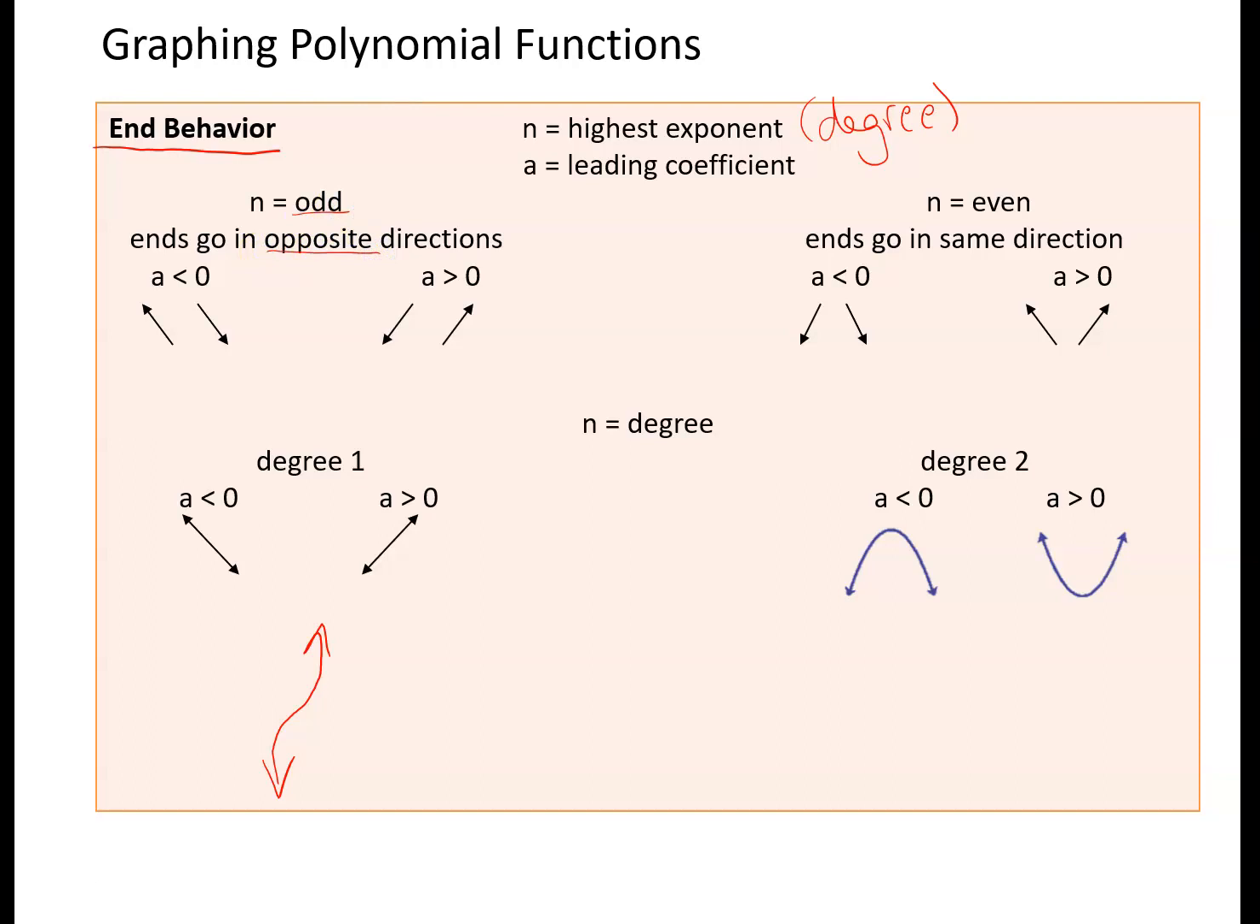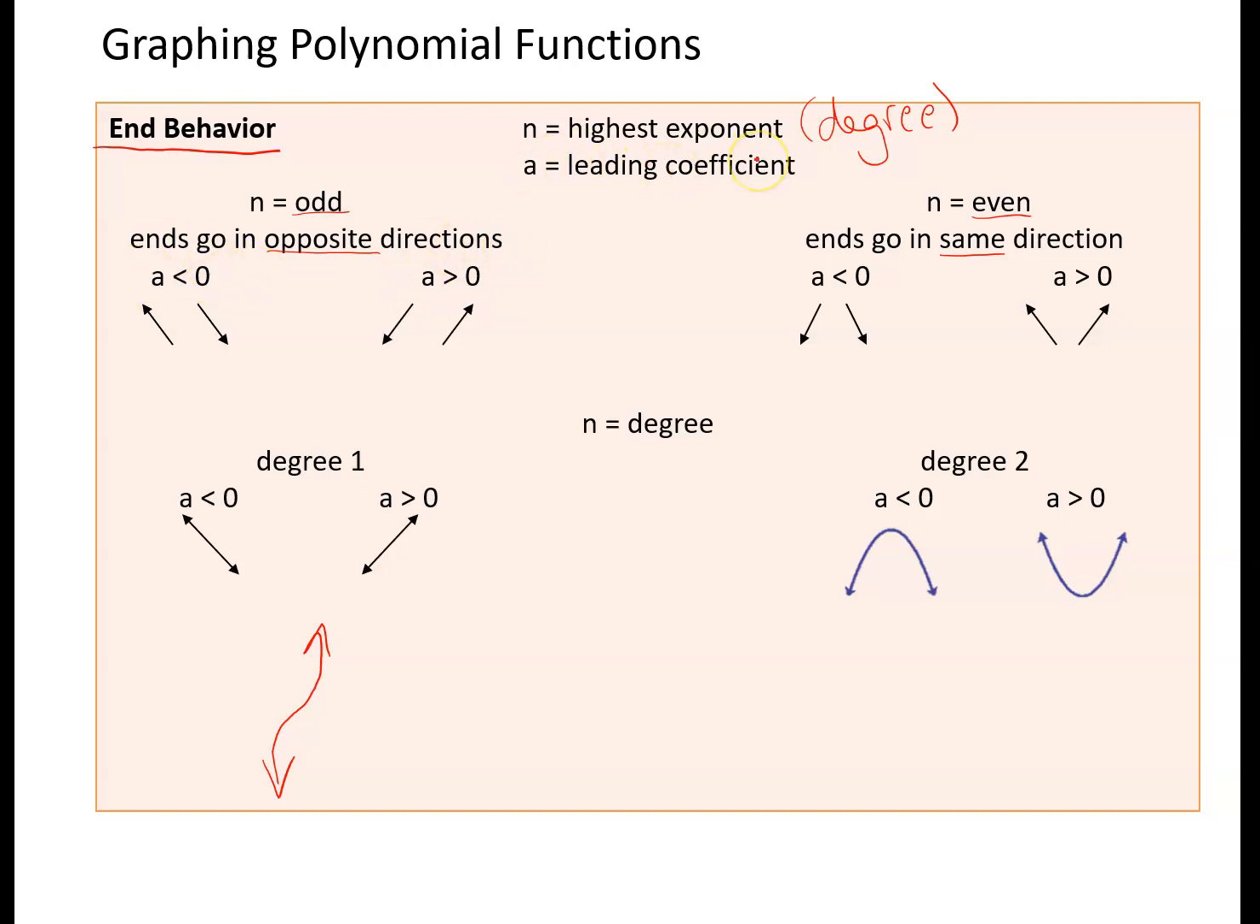When n is even, the ends go in the same direction. Think about a quadratic, which is degree 2. We draw the parabola, either both ends are down or both ends are up. Okay? So when n is even, the ends go in the same direction. Now, once we've determined that, we need to go a little bit further. So if I know they go opposite, well, how am I going to know which end goes up and which end goes down? That's going to be determined by a.